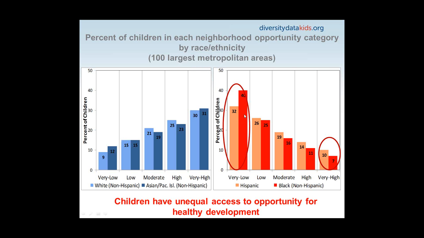32% of Hispanic children and 40% of Black children live in very low opportunity neighborhoods within their metro areas. In contrast, less than 10% of Hispanic and Black children live in very high opportunity neighborhoods. Across the 100 largest metro areas, Black children are 4.4 times more likely than white children to live in very low opportunity neighborhoods, and Hispanic children are 3.6 times more likely.